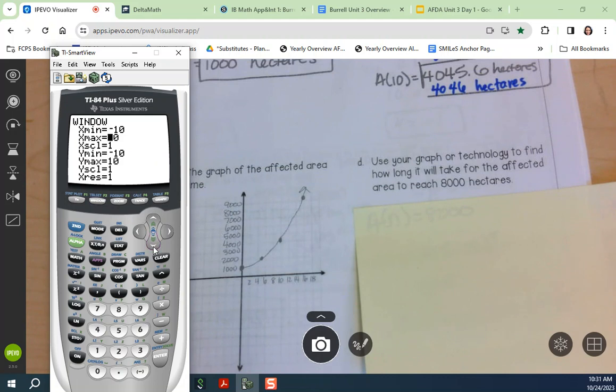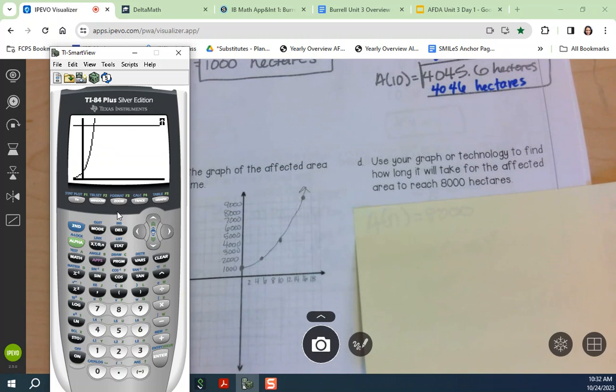I'm going to set my x's to go up to, I'll say 100. I don't think I need that much. And then my y's, they have to go past 8,000, so I'm going to set them to 9,000. And I'll graph. All right, so there's my curve. I definitely did not need 100 on my x. And then my line should be coming. There's my line. And so I need to find this intersection right here.